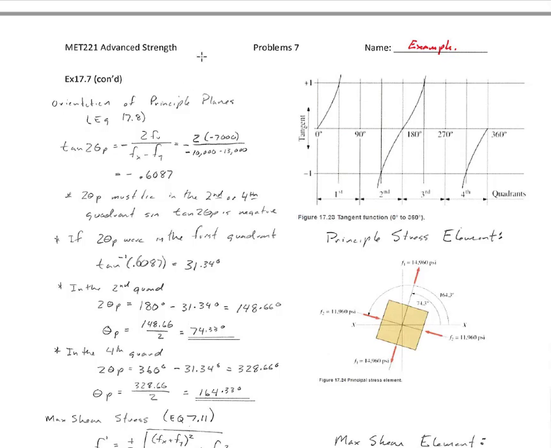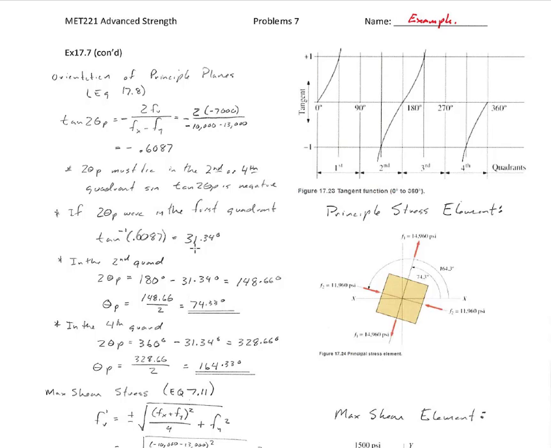Okay, so first of all, this is negative right here. So you can't really just solve for 2 theta p because 2 theta p must lie in either the second or the fourth quadrant, since tangent 2 theta p is negative. So if we're looking at the tangent function here, that's what it shows us. So really what we need to be is in this quadrant right here, or in this quadrant right here for this to be valid.